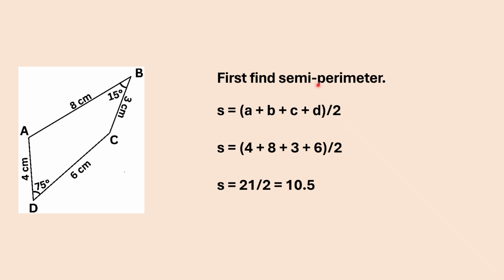First, we find the semi-perimeter. Semi-perimeter means you add the sides and divide by 2. So semi-perimeter S will be 4 plus 8 plus 3 plus 6, the lengths of all four sides, whole by 2. That gives you 10.5. You add the lengths of all the sides and then divide by 2, so semi-perimeter S is 10.5.